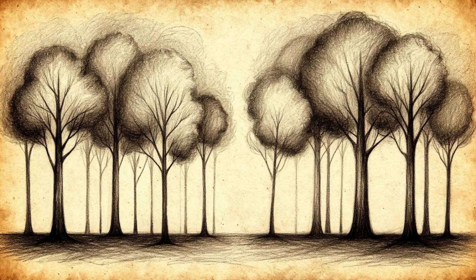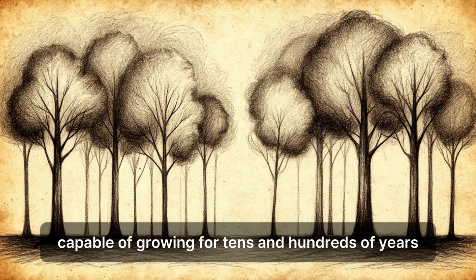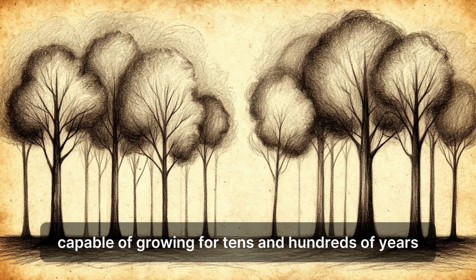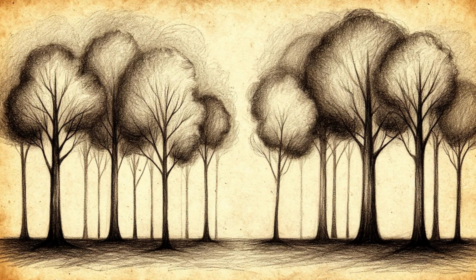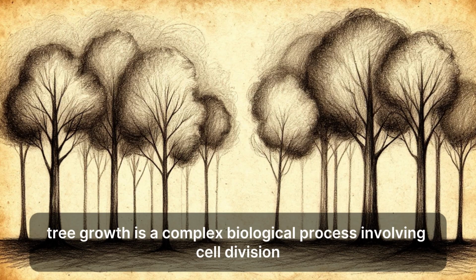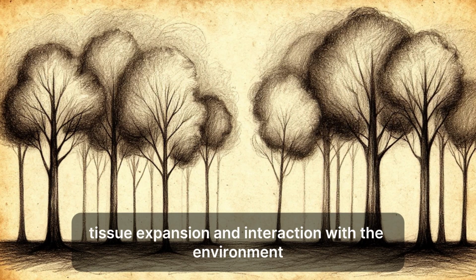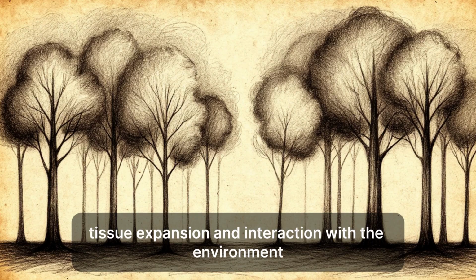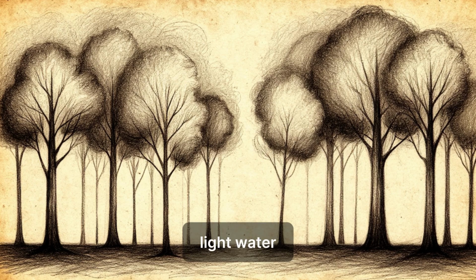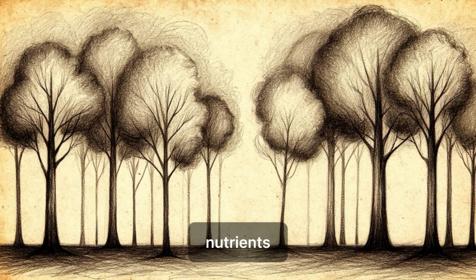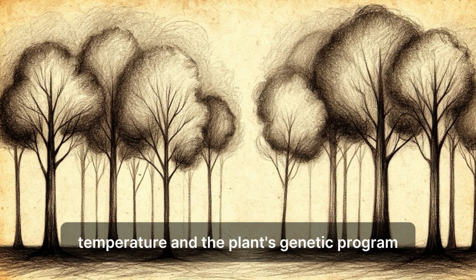How do trees grow? Trees are one of the most impressive living organisms on Earth, capable of growing for tens and hundreds of years, forming forests and creating unique ecosystems. Tree growth is a complex biological process involving cell division, tissue expansion, and interaction with the environment. It depends on many factors: light, water, nutrients, temperature, and the plant's genetic program.